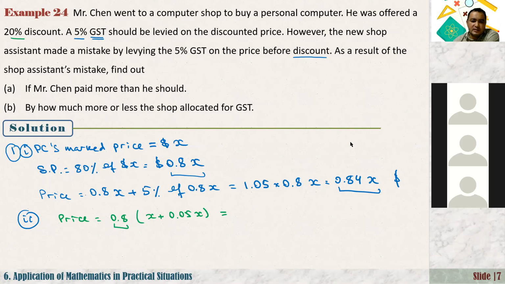Hussein, let's finish this. As a result of the shop assistant mistake, find out what is the mistake here. However, the new shop assistant made a mistake by leaving the 5% discount on the price before discount. Okay, he first added 1.05 and after 0.8, right? So that is 0.8 plus 5% of 0.8. That is 5.05. Okay. All right, good. All right, let's continue here.